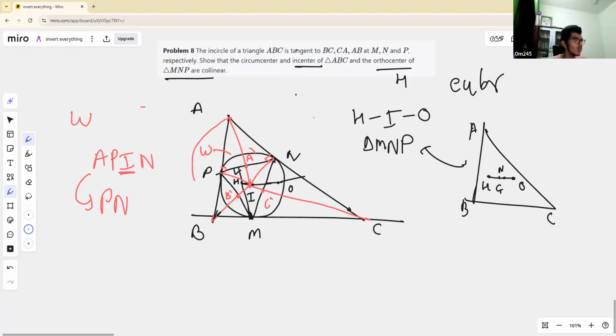Yes, exactly. So suppose this is the circumcircle of ABC, and it should map to the image of the points, of course, on the circle.